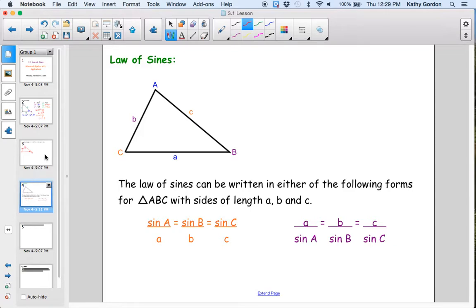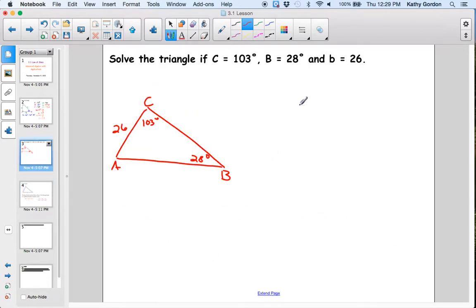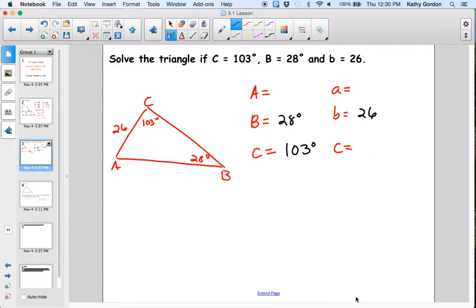So if we go back to our problem here, we can start filling in what we know and then start thinking about how am I going to figure out what I don't know. So I know the C value was 103. I know the B angle was 28. And I know the B side was 26.